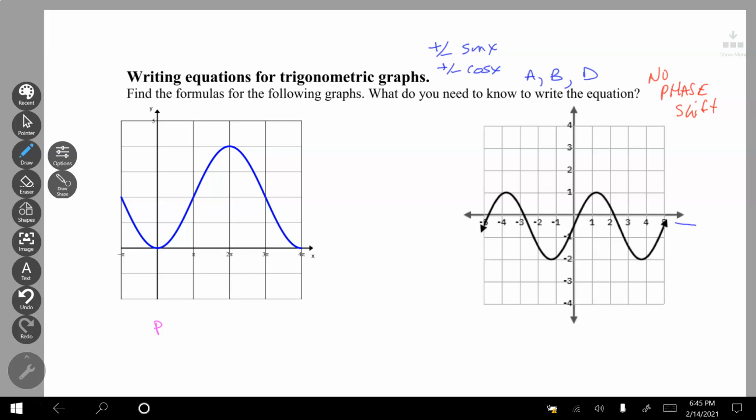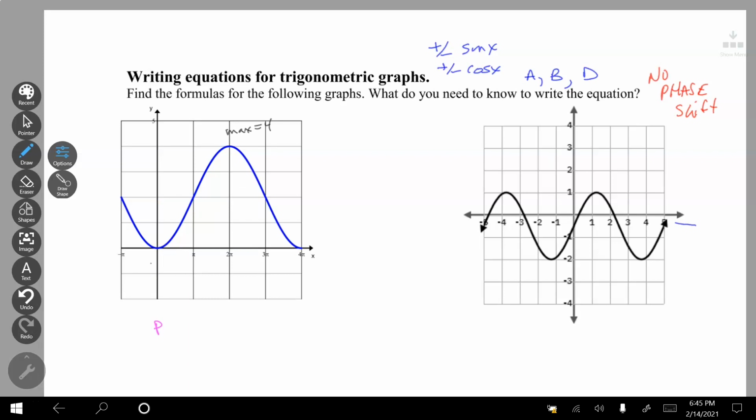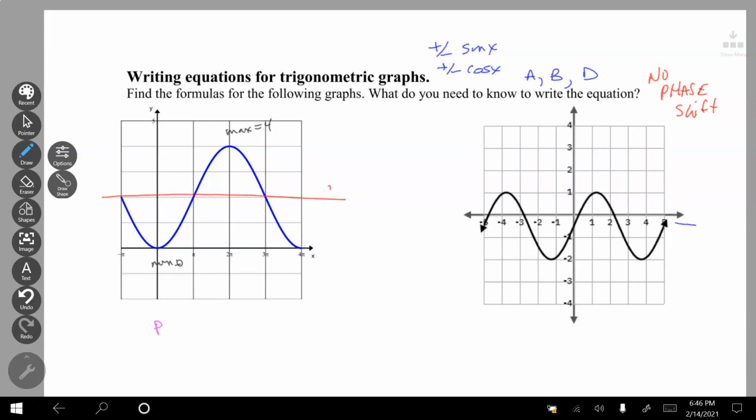So when I look at this first graph, I notice I have a max at 4, a min at 0. That means my midline is y equals 2 because I get 4 plus 0 over 2 is equal to 2. And this is my D value. And I get my amplitude is equal to 2. That's my A value. And I look at this, the first dot is at the minimum. So because the first dot's at the minimum, this is a negative cosine graph.